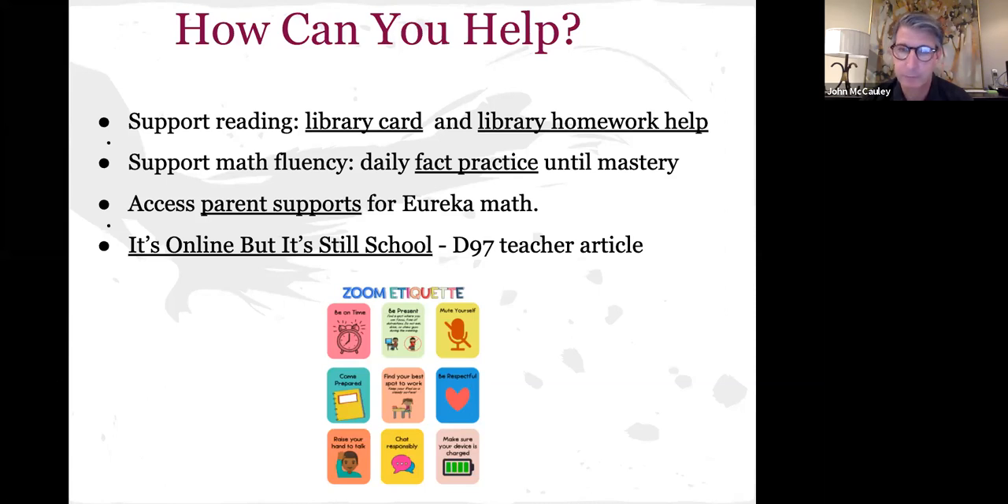And there's also supports for Eureka Math, which is our math curriculum. And I've also included that article. It's called "It's Online, but It's Still School." It's a very short, nice article written by a D97 teacher, Arnetta Thompson. So we know you're our partners, and if you take a look at these resources, I know it'll be really helpful.